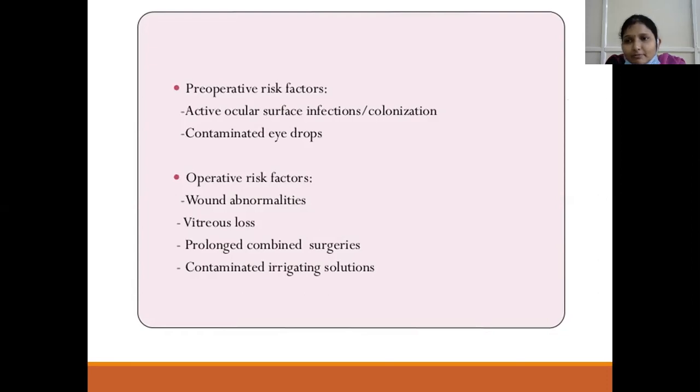If there is any posterior capsular tear, there is leakage of vitreous from the posterior segment into the anterior chamber and it gains entry into the wound. So it acts as a nidus for infection. And any prolonged combined surgeries also act as a source of infection. And also the irrigating solutions which we use, like Ringer lactate and DSS, if they are contaminated, these can also act as a source of infection for endophthalmitis.